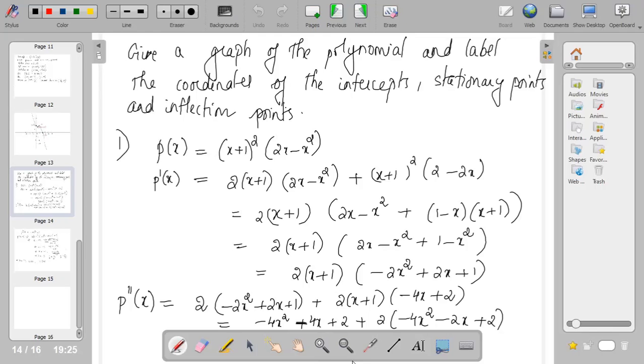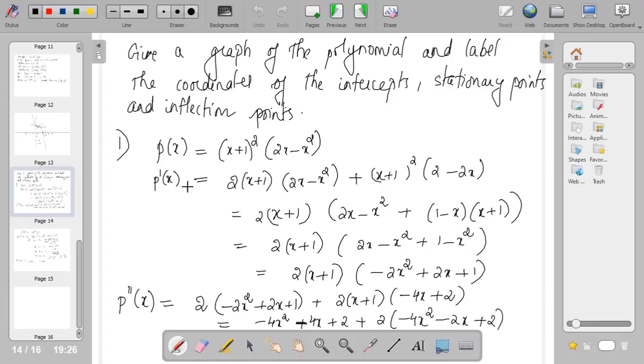Good morning all. So in today's class we will see a few more problems on sketching the curve. The question is to give a graph of the polynomial and label the coordinates of the intercepts, stationary points and inflection points. So the function is p of x equal to (x plus 1) whole square into (2x minus x square). I have calculated the first and second derivative.